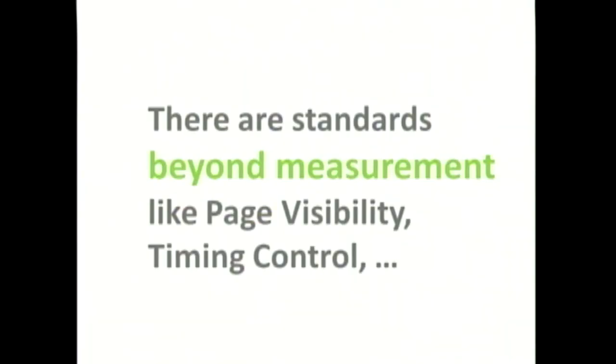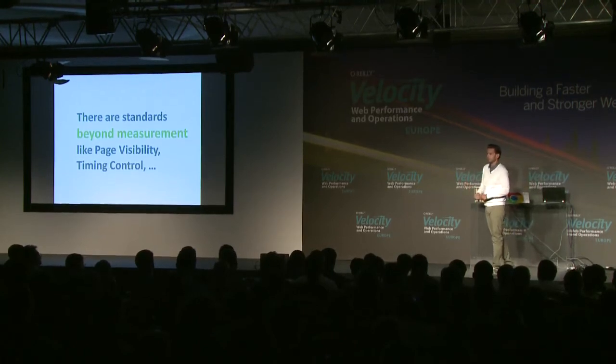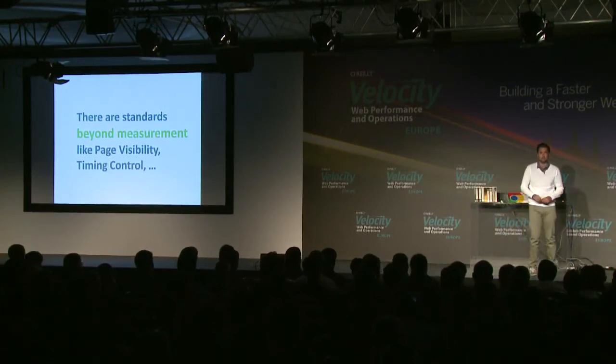But there are also standards beyond measurement. The initial standards were a lot about measurement, but it's not just about measurement per se. There are also other standards that help you build websites that perform better. One standard in this way is Page Visibility, which does something very simple but very substantial. It tells you whether the page is actually visible or not, and you can react to that, for example by deciding to do fewer refreshes if the user is not looking at the page at all. Then there's Timing control for script-based applications, which gives you specific details on refresh rates and frame rates if you're doing animations.